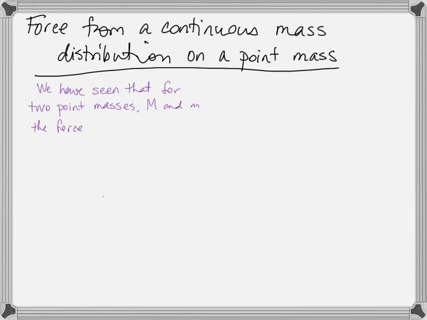We've already seen that for 2 point masses, I like to use capital M and little m. The force on little m is negative G, big M, little m over r squared times r hat. R, of course, is the distance between the 2 points. And in this case, since I'm finding the force on little m, r vector goes from big M to little m. And r hat, of course, is the same direction as r vector.